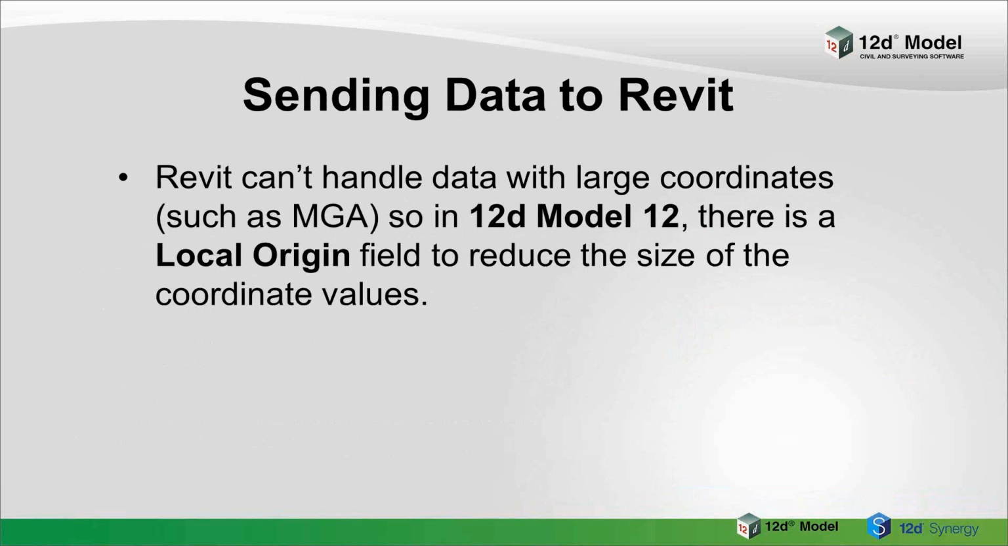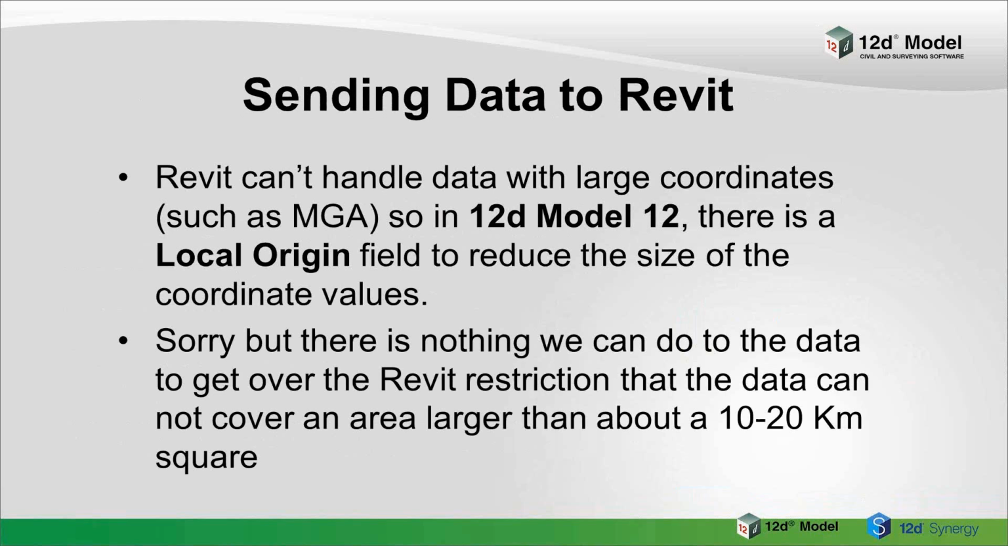And for Revit, we know it can't handle large coordinates. We've only really discovered that. So in 12 we've got a local origin, so we can reduce the size of the coordinate values. Fortunately, we can do nothing about the fact that Revit can only handle small areas, up to about 20 kilometres max.